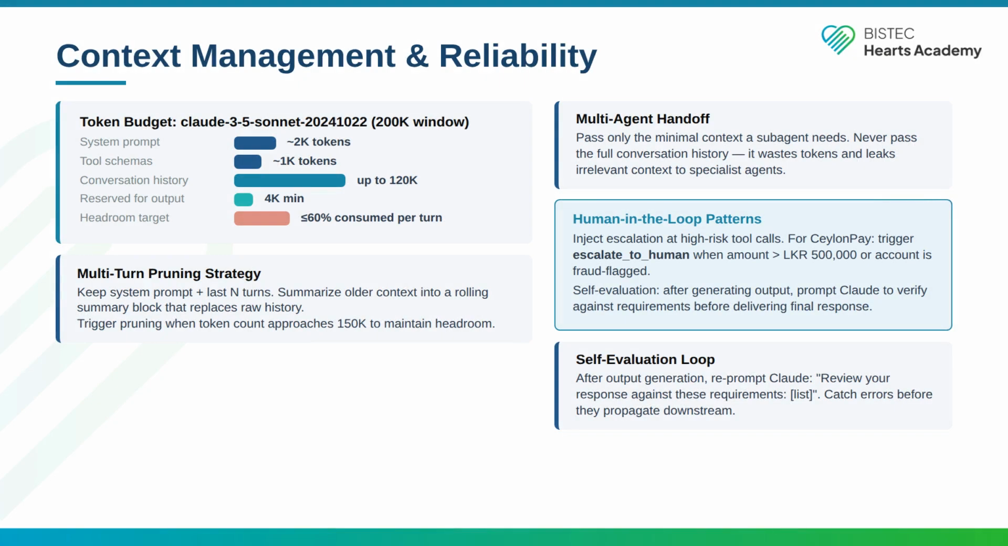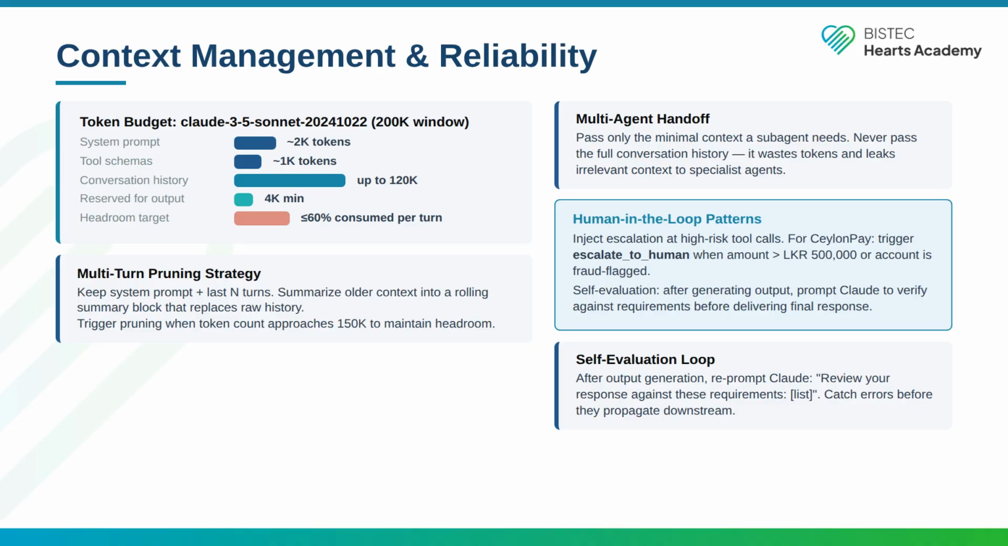Managing the context window is one of the most underestimated skills in production agent architecture. A 200K token window sounds enormous until you're running a multi-turn support conversation with large tool responses. The token budget for Claude 3.5 Sonnet breaks down like this. The system prompt typically costs about 2,000 tokens, tool schemas add roughly 1,000 more, and conversation history grows with every turn. You should reserve a minimum of 4,000 tokens for output to avoid getting cut off mid-response.